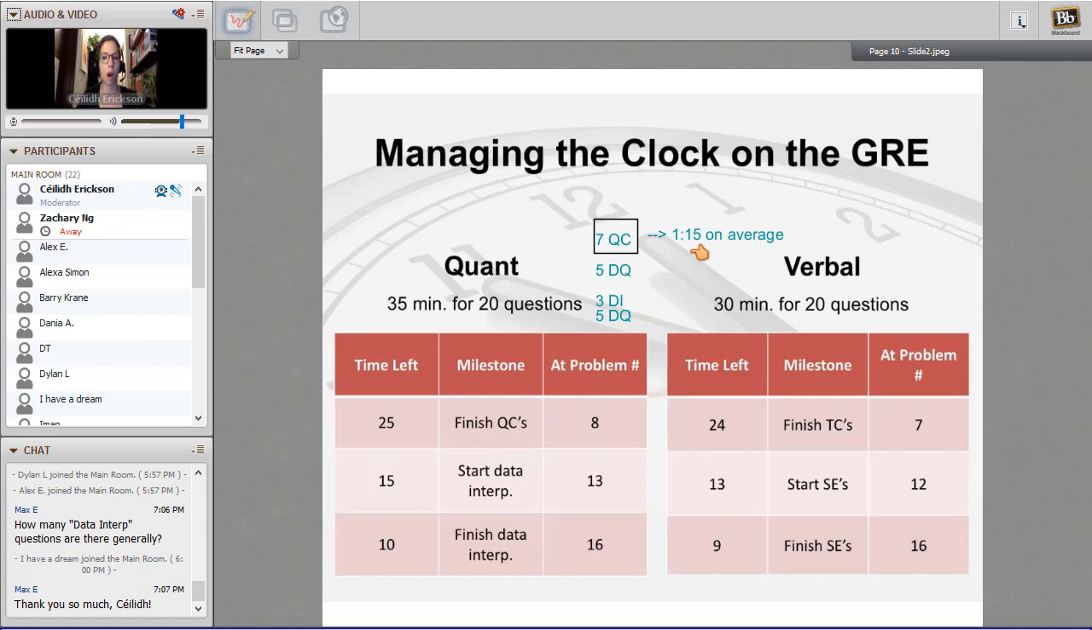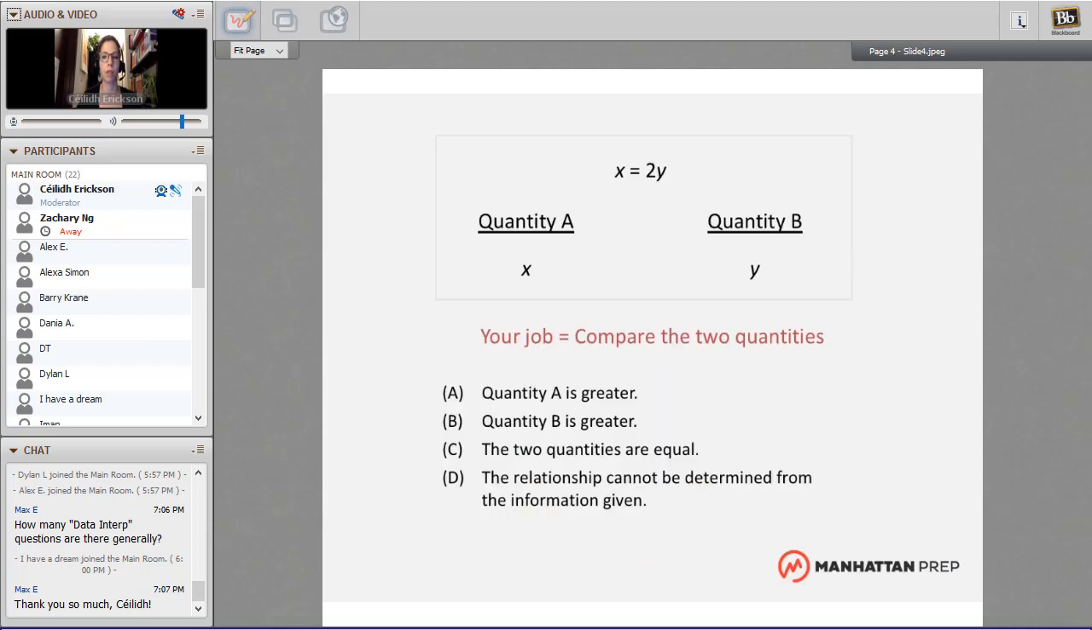So what we're really going to look at today is a couple of techniques for how we can shave time off of our QC, look at some common QC structures, and think about how we can use that to our advantage in the beginning to have time to spare on the other things.